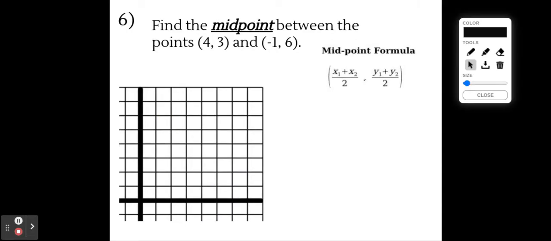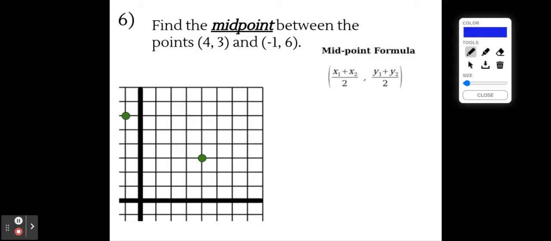Number 6. Let's find the midpoint between the points (4, 3) and (-1, 6). So let's start by graphing those points, (4, 3), and then also make a point at (-1, 6). I'm going to switch my color so it's a little bit easier for you to see. I'm not going to connect them just yet. I'm just going to use my algebra to figure this out.